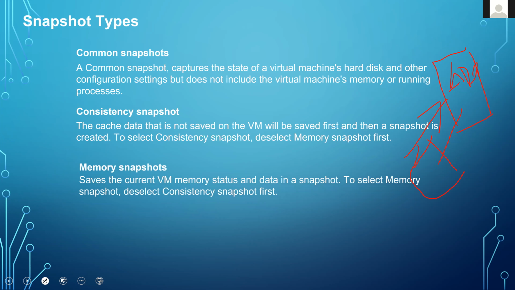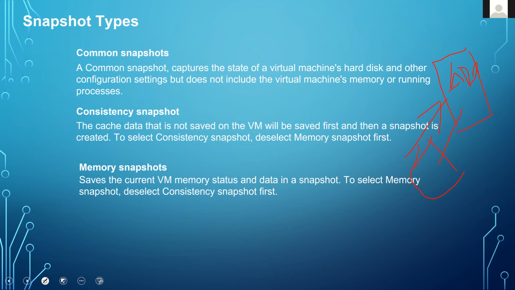The third one is the memory snapshot. In a memory snapshot, whatever is in your memory, it will save your memory state to the disk as well. So whenever you restore your snapshot, you will get the same thing that was running at that time.